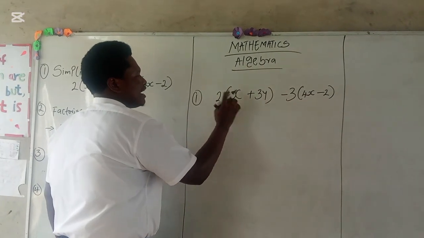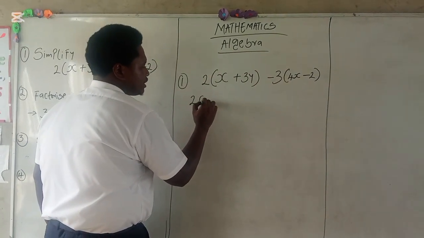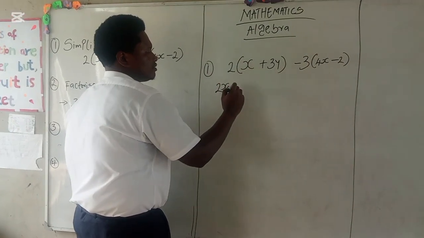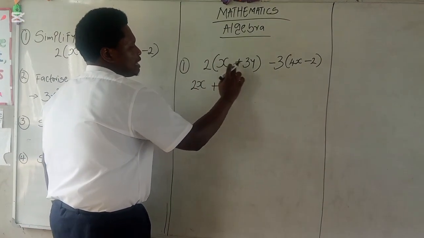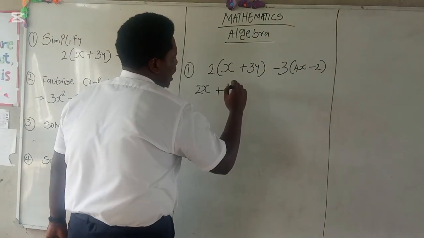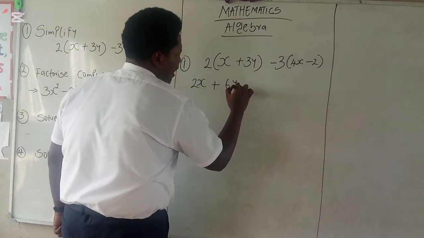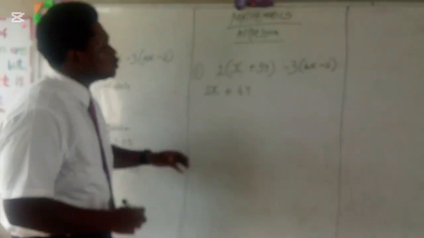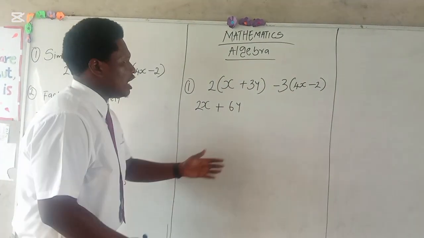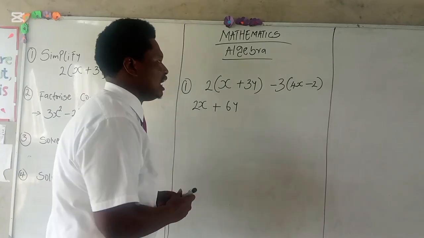Now 2 times x will give us 2x. Don't forget your plus sign here. 2 times 3y, we are going to have 6y. So we've been able to expand these brackets. Next, we move over to this other side.